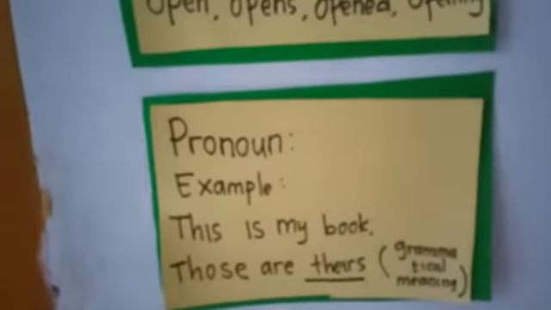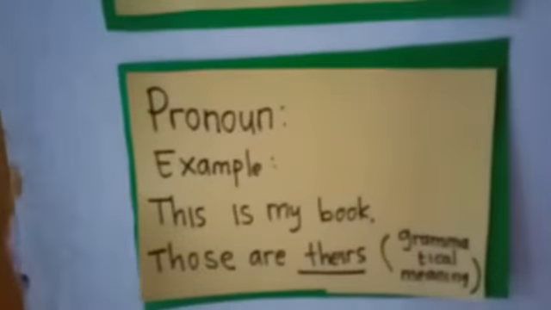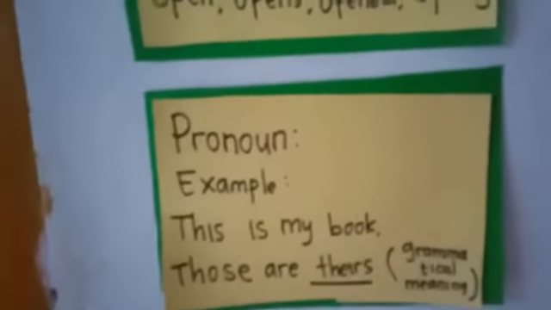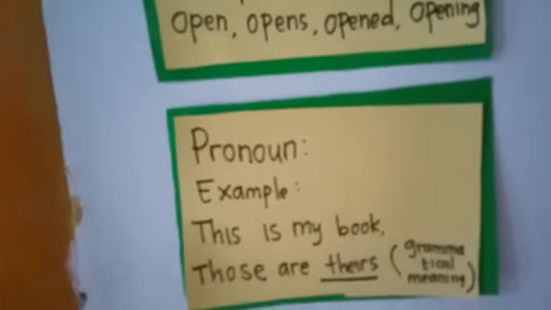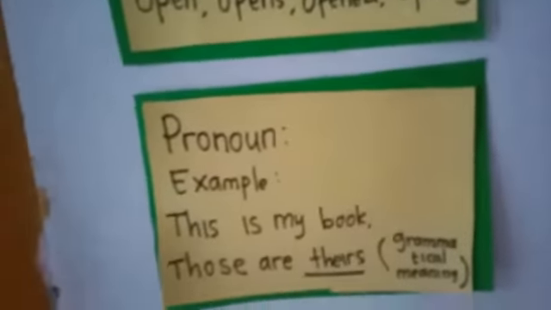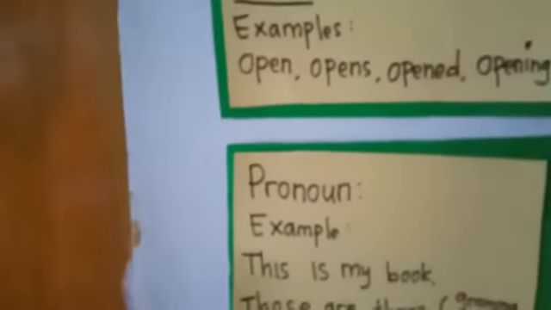And then we go to pronoun. As we know, you can see the example here. This is my book. Those are theirs. Theirs here has grammatical meaning, that's called their book. So this pronoun is related to inflection. After we understand inflection, let's go to paradigm.